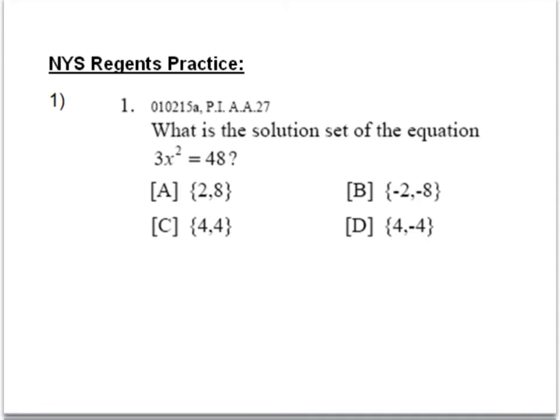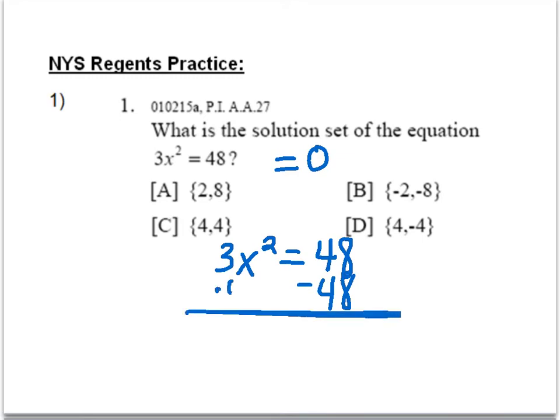So here's a Regents practice question. It says, what is the solution set of the equation 3x squared equals 48? Well, the first thing I need to do is to always have it equal 0. I always have to start off with it equaling 0, and if it doesn't, then I have to put it in standard form so that it does. So I'm going to subtract 48 from both sides, and then I have to worry about my factoring and being good at factoring.